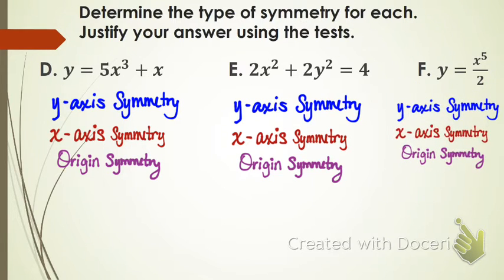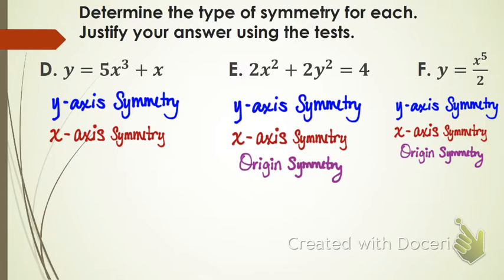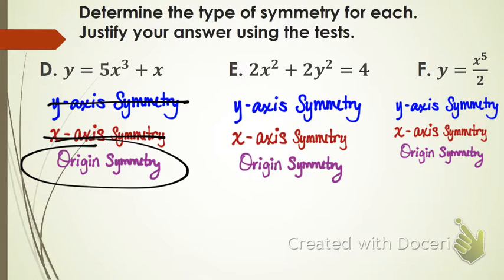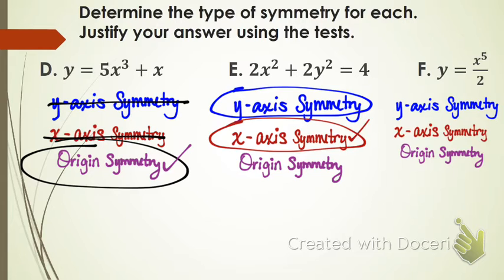All right. D. Does D have y-axis symmetry? No. Does it have x-axis symmetry? No. Does it have origin symmetry? Yes. E. Do we have y-axis symmetry? Yes. Do we have x-axis symmetry? Yes. Is it symmetric about the origin? Yes. We have all three types of symmetry.